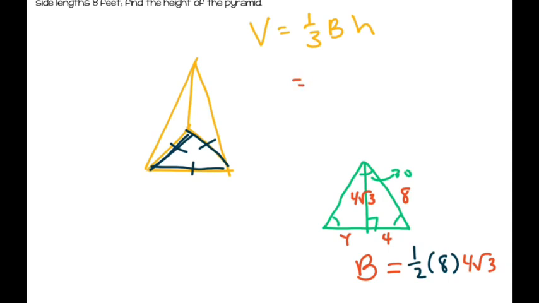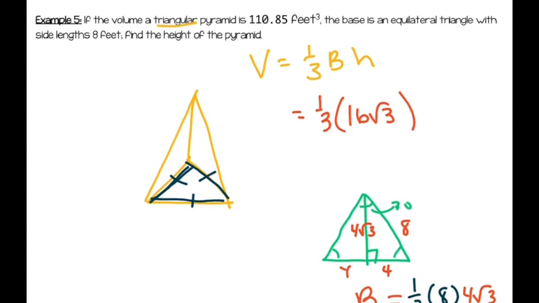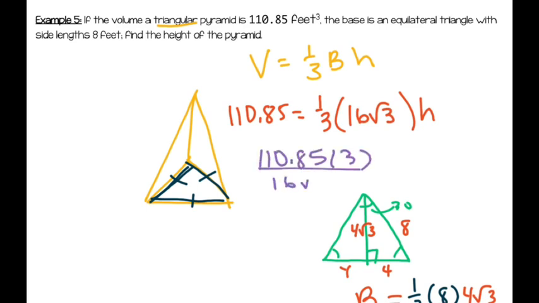So I'm going to write the volume is equal to 1/3. Now the area of my base, if I simplify that, I'll get to my calculator in a second. It's going to be 16 square root of 3. And then I am told that the height, that's what I need to know. I don't know the height, and my volume is 110.85. So you're going to solve that for h. So again, using your skills at solving equations, multiply both sides by 3, divide by 16 times the square root of 3. And that will equal h.